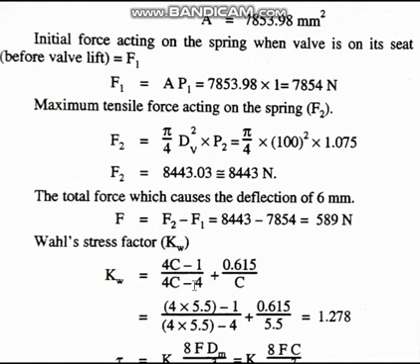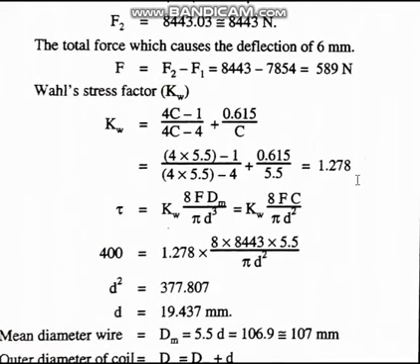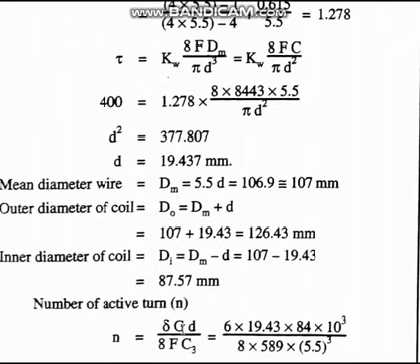Okay, then Wahl's correction factor, you get 1.278. Then we have this tau formula, in terms of D, in terms of C. But we know C, so we can directly use this formula. From this you get diameter 19.439, and you could have rounded it to 20 here. Okay, anyway, he has not rounded, I don't know why. You should have rounded here.